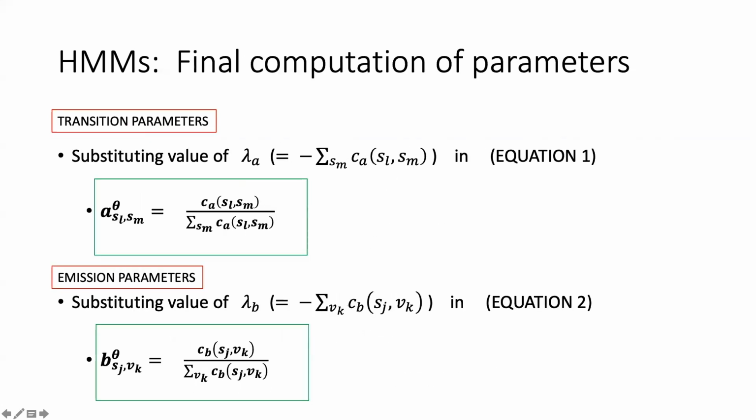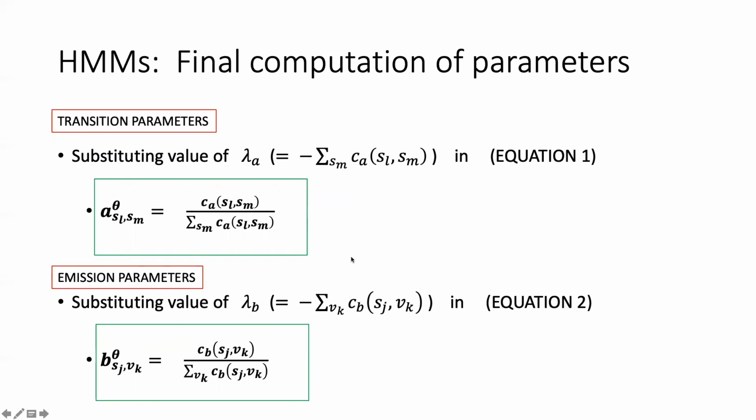So these are the expressions. These are the final estimates of the parameters, obtained by solving the objective function using Lagrange multipliers with the constraints. We arrive at these estimates for the transition and emission parameters.